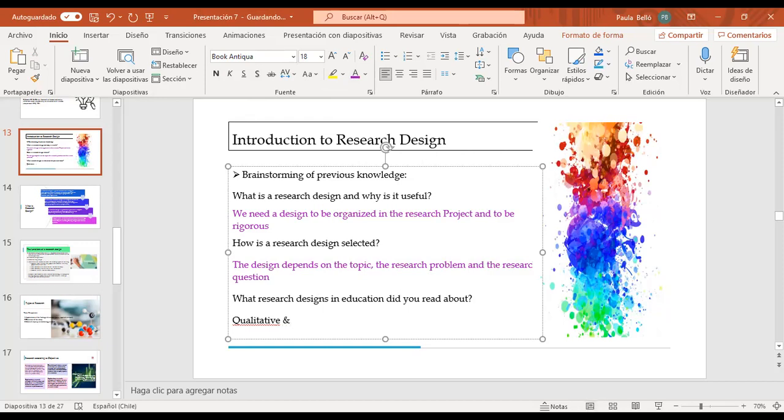Have you seen any research that is, I don't know, exploratory or descriptive? Have you read anything about that? Qualitative and quantitative. Yes, at one stage we are going to see, we are going deeper into that. Quantitative research projects. Yes. So in general, very general.